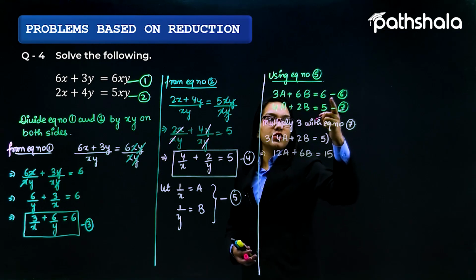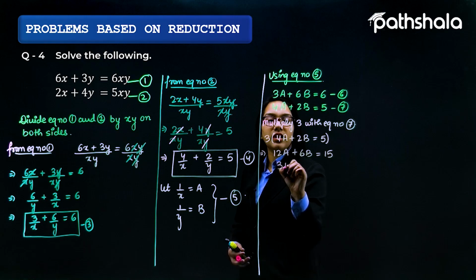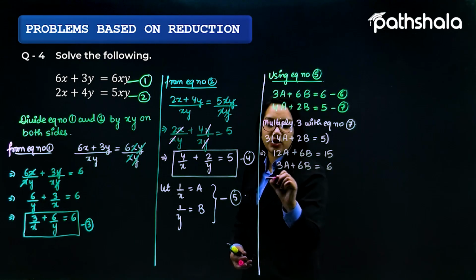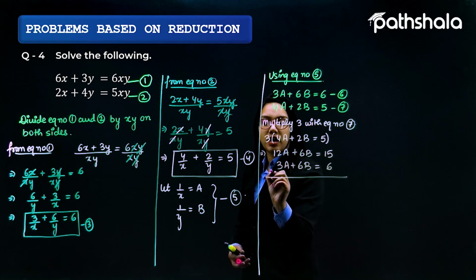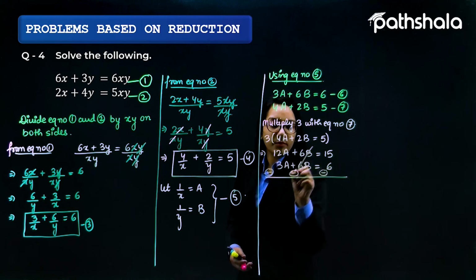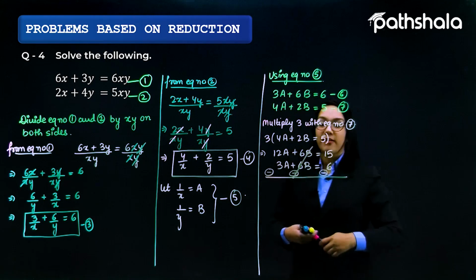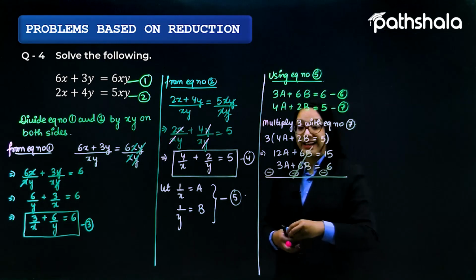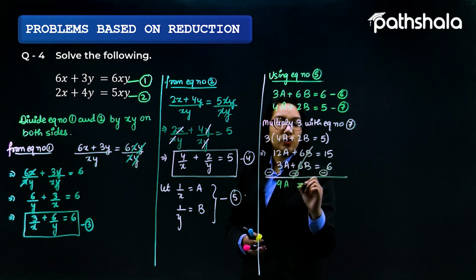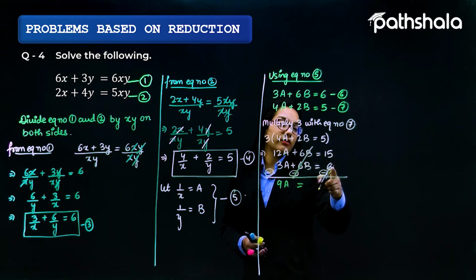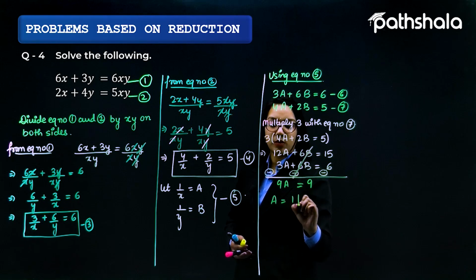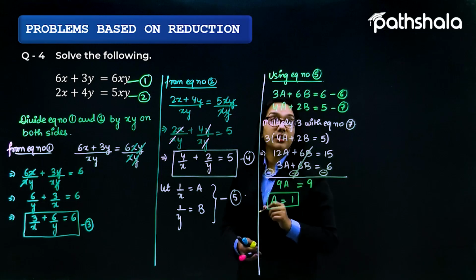Now let's take the equation number 6. This is 3a plus 6b, which is equal to 6. Now let's subtract both of these equations. This would be minus, minus, minus. The 6b terms cancel with each other. Again, we have 12a minus 3a, which is definitely 9a. So 9a is equal to 15 minus 6. So capital A we are getting is nothing but 1.